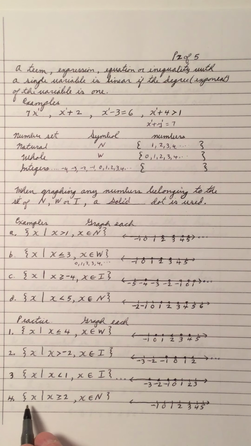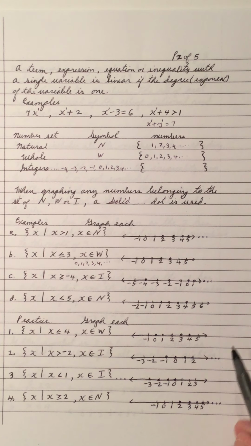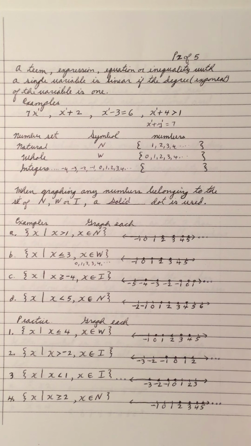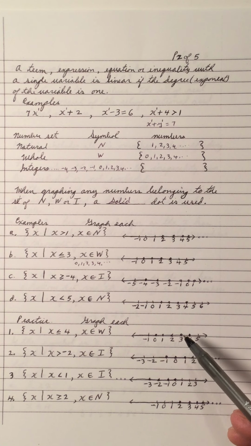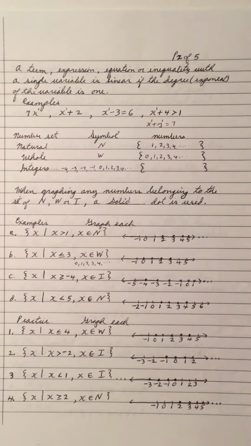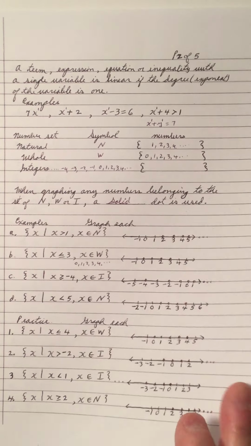Number 4: the set of all x such that x is greater than or equal to 2, where x belongs to the natural numbers. So we say equal to 2, because it's a natural number, is a dot. Greater than is pointing to the right, so I have to go 3, 4, 5, and it continues on, so you use 3 dots. So notice when you're shading the integers, whole numbers, or natural numbers, you have to use dots. Let's continue.